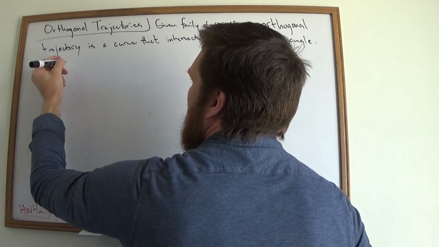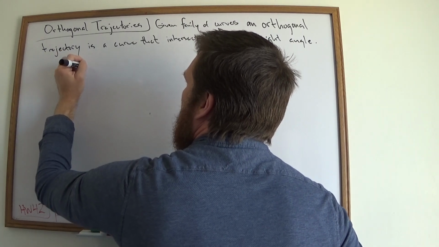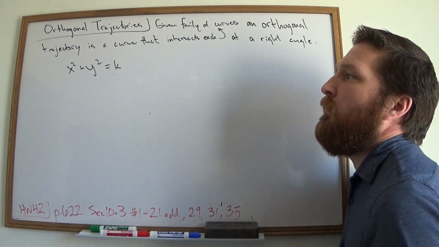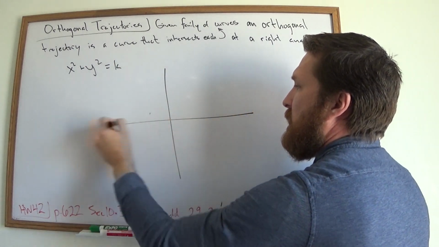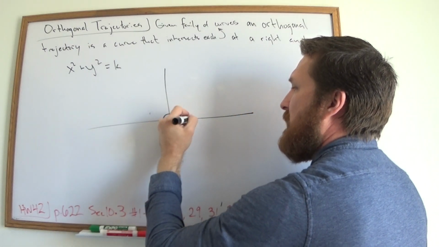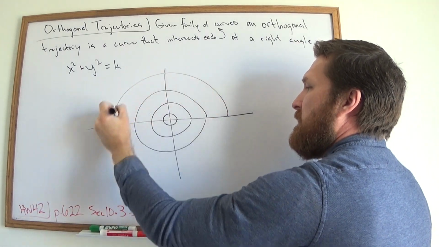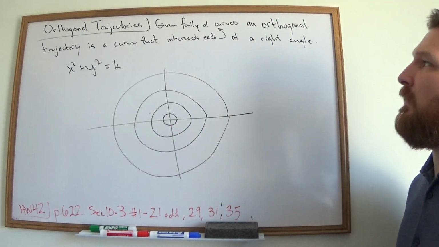So here's a family of curves. X squared plus y squared equals k. So that family of curves looks like this. For different values of k, you get different circles, yeah? So there's your family of curves. Now we want an orthogonal trajectory.